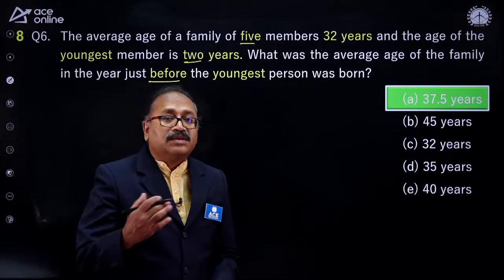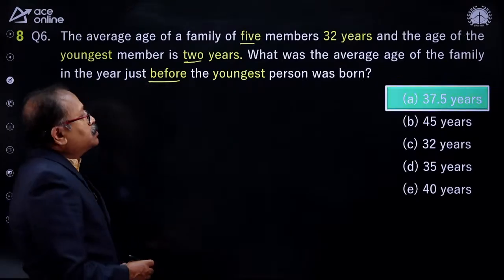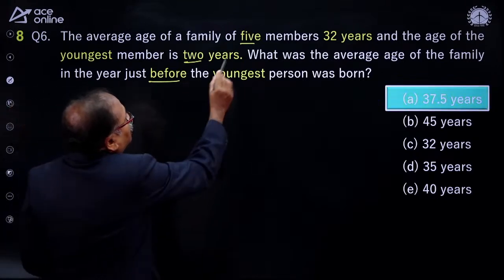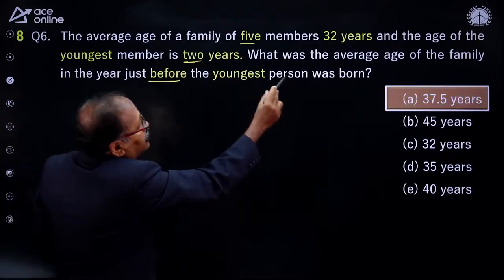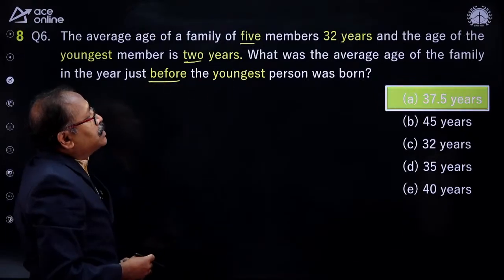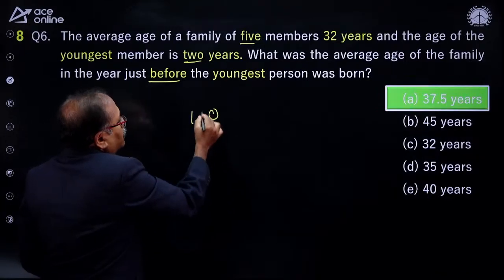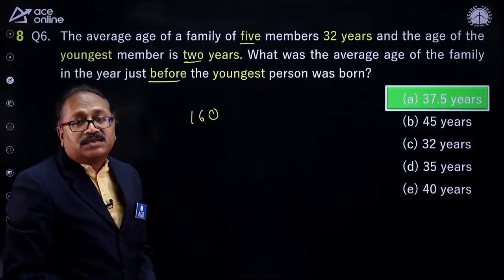So, quickly, there are 2 things. One is solving the question. The other one is how fast you solve the question. So, Aman sir and Sumit ji, देखिए यहाँ पे क्या हो रहा है? 5 members are there, and 32 years is the average. So, what is the total? The total is 160.